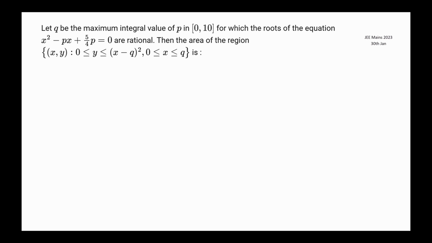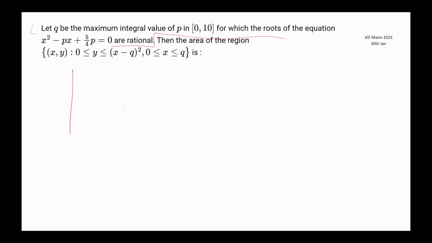Let q be the maximum integral value of p for which roots of the equation are rational. So first let us find out this portion of the question. This does not involve, of course, our area under the curve concepts. So this basically involves our quadratic equation concepts. So first let us find out the value of q. What have they told us? That for this quadratic equation, the maximum value of p for which this entire equation has its roots rational.